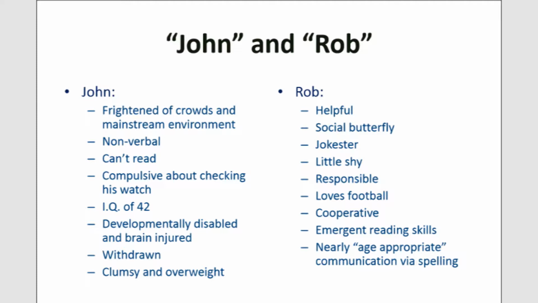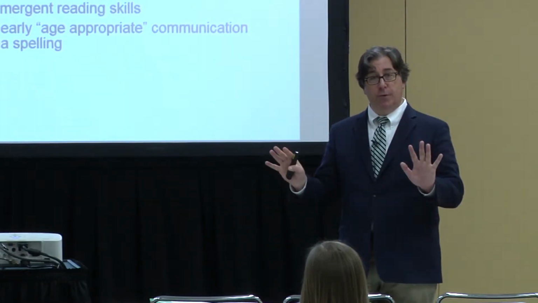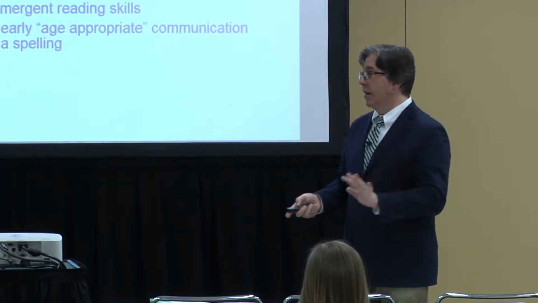Rob is described as helpful, a social butterfly, a jokester, a little shy, very responsible, loves football, quite cooperative. He has emergent reading skills, and he has nearly age-appropriate communication skills when he spells on his little spelling board. Okay? Two quick profiles. Note the salient differences for the two kids, John and Rob.